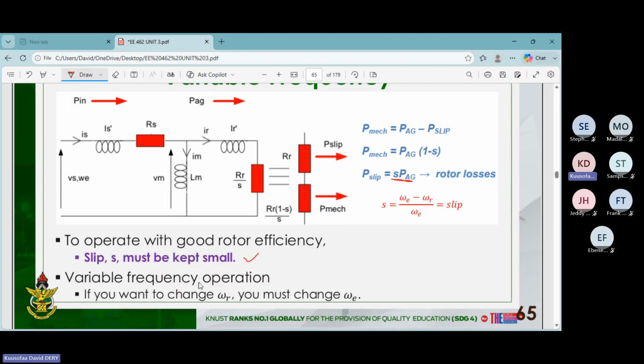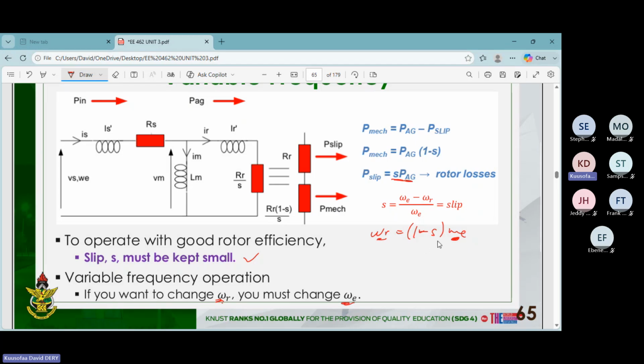And variable frequency operation is required. So if you want to change the rotor speed, then you have to change the synchronous speed. So omega r is (1 minus s) omega e. If you want this to change, then you change this one. So it's a way to change the rotor speed.